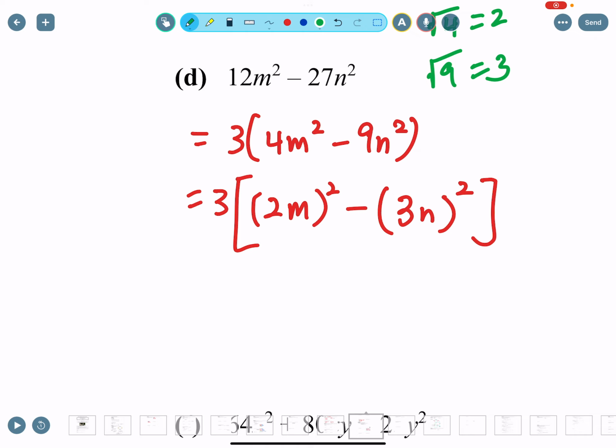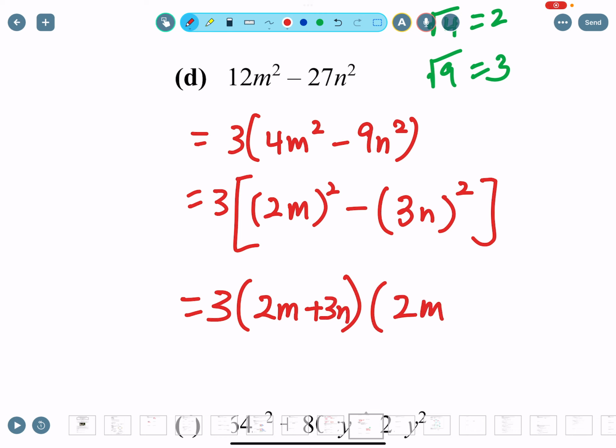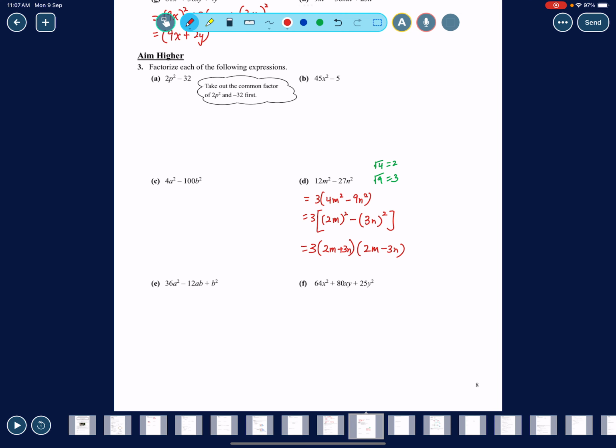So now just remember, if there's no bracket like this, the square only applies to the one next to it, which is n. A lot of people think this square belongs with 9 as well. It's wrong. That's why we're making this bracket with a square, so that all of them have a square. Now after that, you're going to end up with (a plus b)(a minus b). So (2m plus 3n)(2m minus 3n). And that's how you're going to do identity.